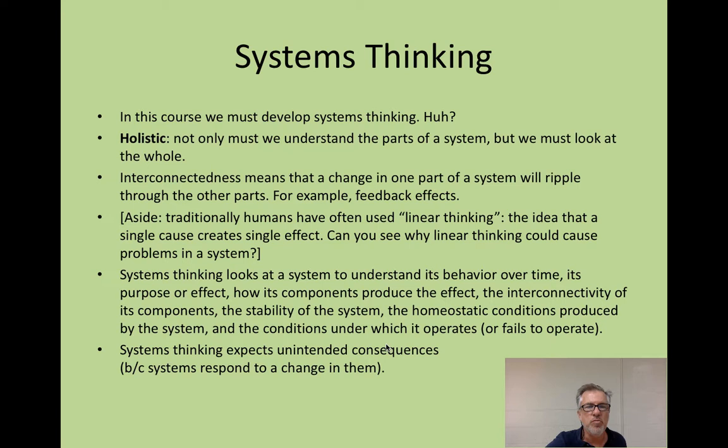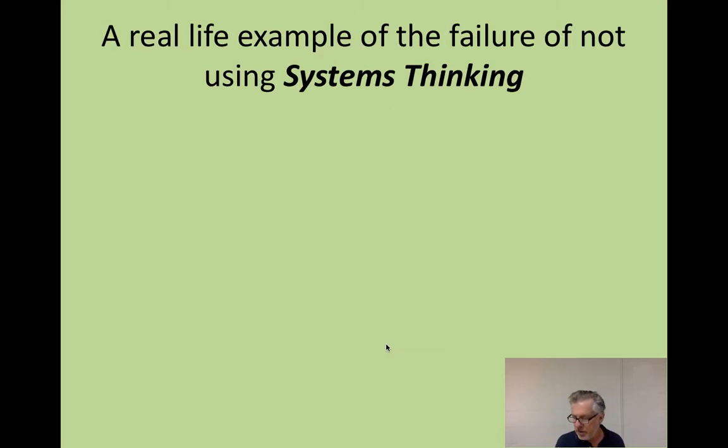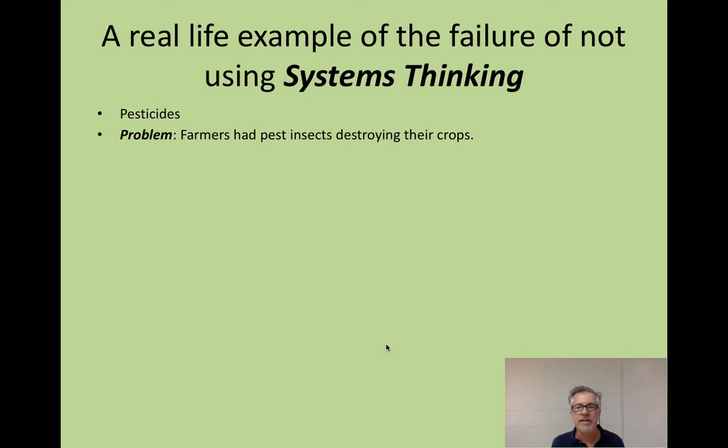And I want to give you a real-life example of the failure not to use systems thinking. And I'm going to highlight the failure of pesticides in many cases, in this case insecticides. Now, here's the problem. The problem is farmers had pest insects destroying their crops, okay? I have a pest. And so linear thinking says, well, that's a simple problem. Let's just kill the insects, right? So let's develop something that will kill the insects and kill them all. And that's a poison, right? The solution for that is going to be putting an insecticide or a pesticide on the crop.